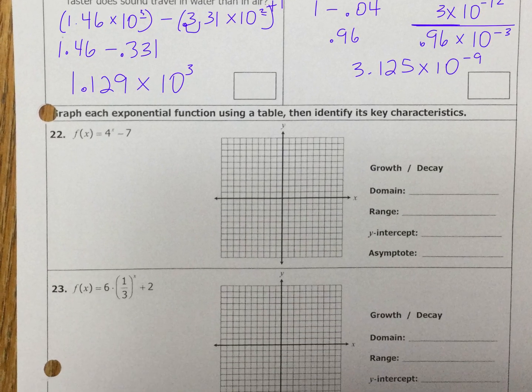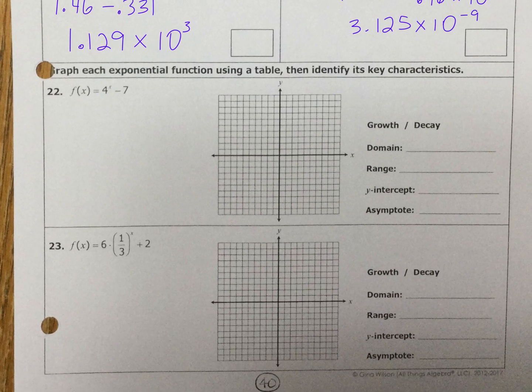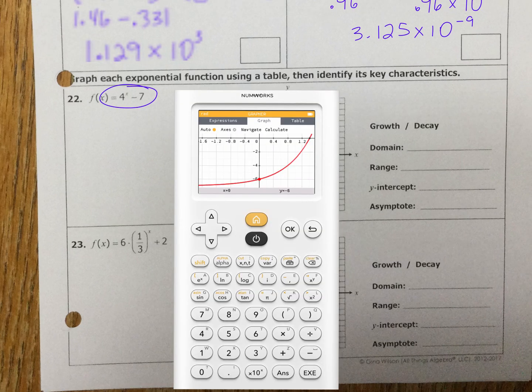All right, let's do 22 and 23. First of all, you need to type that into your calculator. All right, I graphed that little guy. How cute is that? And are you proud of me? You should be. Okay, so growth or decay. It's getting bigger, so we know it's growth. Domain. Well, it always goes to the left. It always goes to the right, so we know that the domain is all real numbers. The range. All right, that is the same as our asymptote.